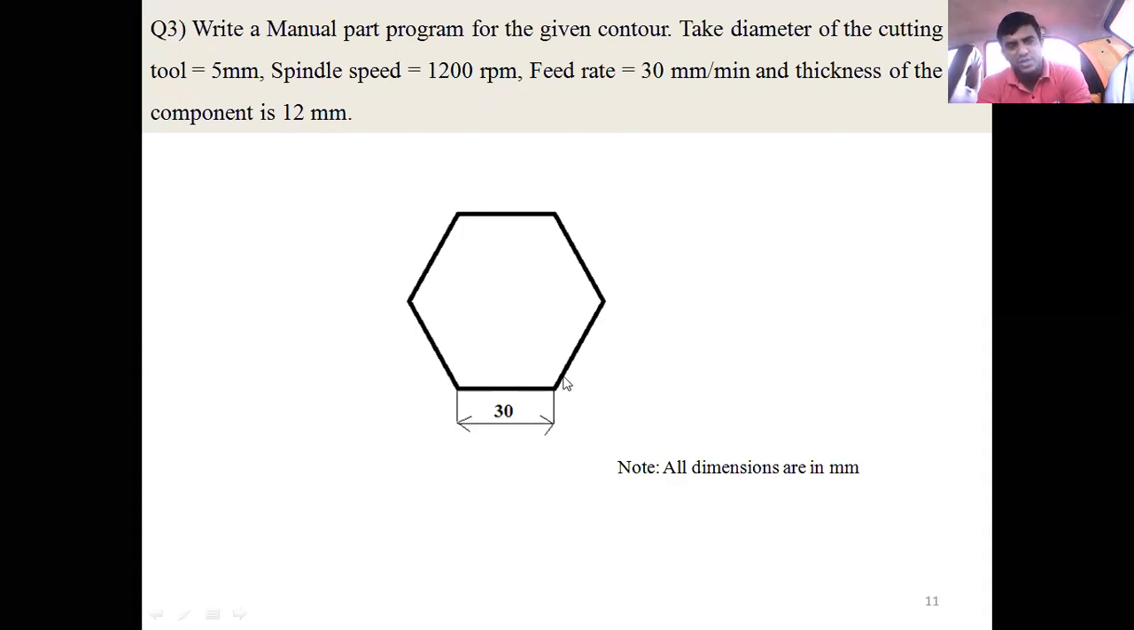Here you can see only the front view. The top view is not drawn here. If you want, you can draw the top view. Only this much of the sketch is given. Now this is a regular hexagon. Unmute yourself. Now tell me what is the next procedure you want to do.